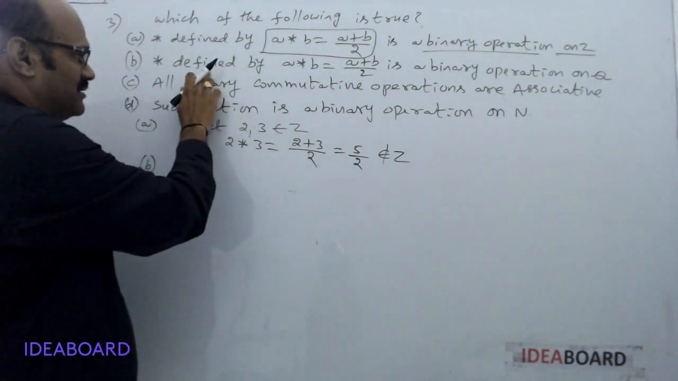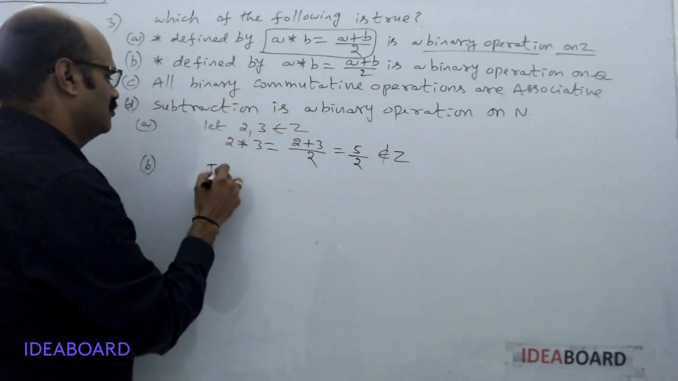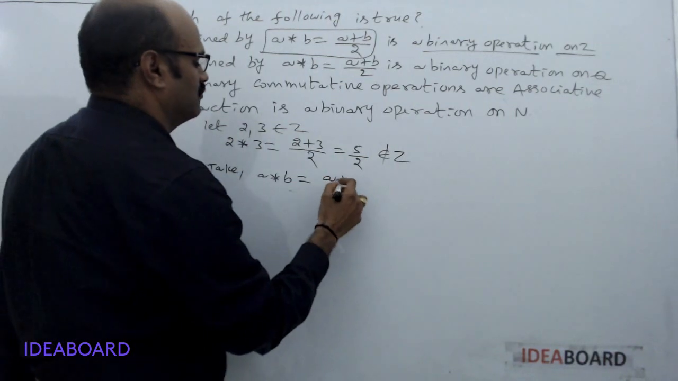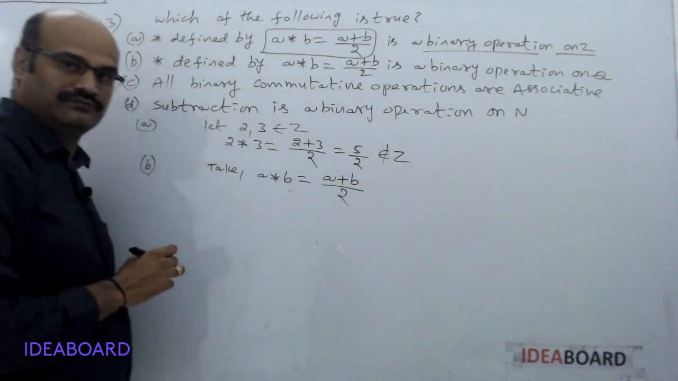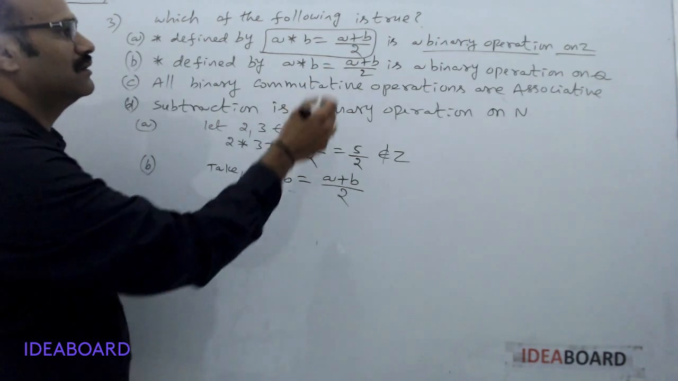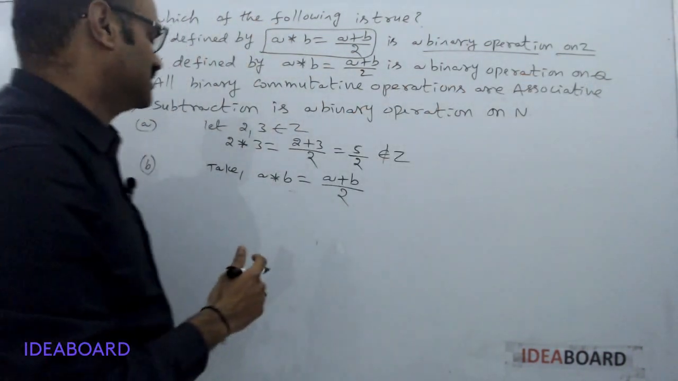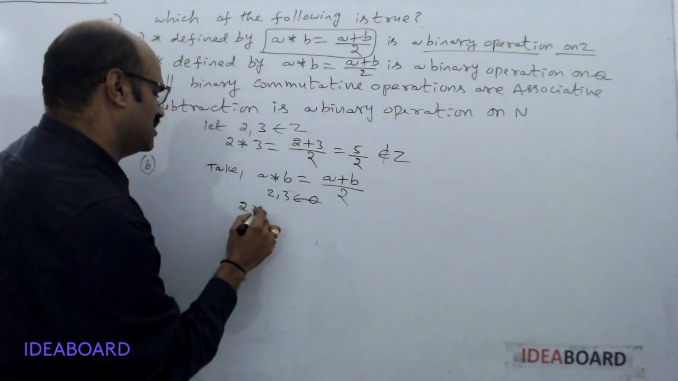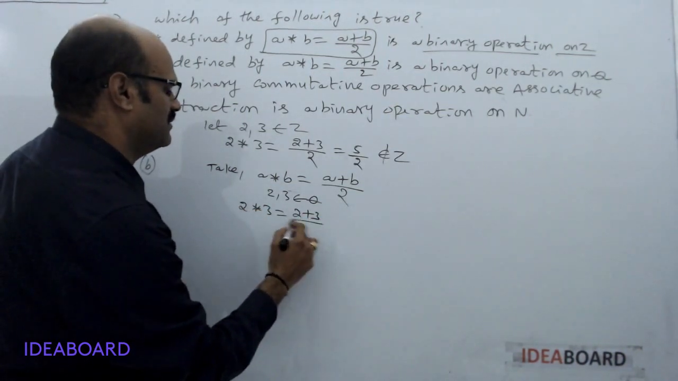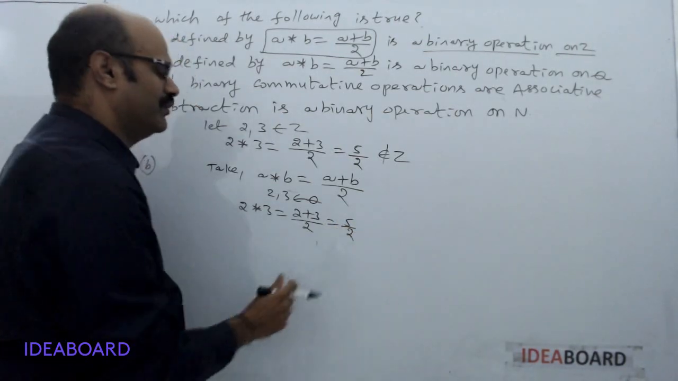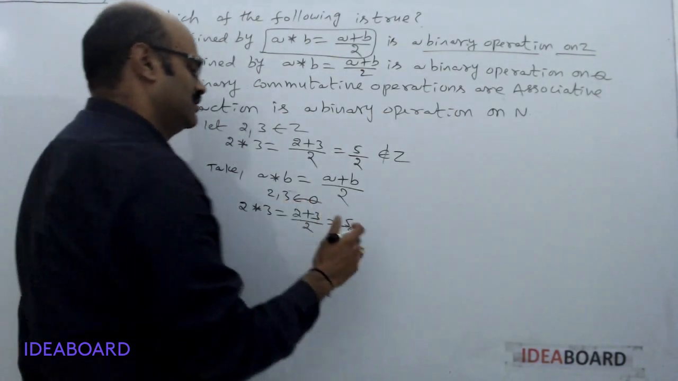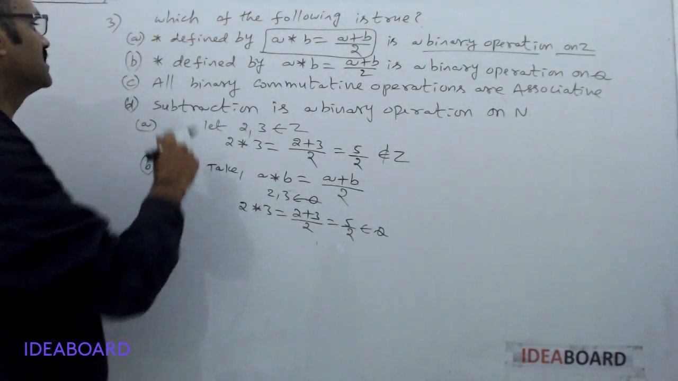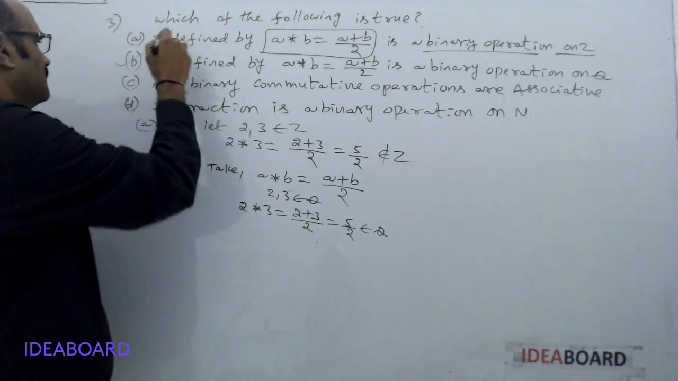Now let me come to the second option. Take a star b equal to a plus b by 2. Take any two rational numbers, 2, 3 belong to Q. So 2 star 3 equal to 2 plus 3 by 2 equal to 5 by 2. We know that 5 by 2 is a rational number. So 5 by 2 belongs to Q. Therefore, we say that the second one is the correct answer.